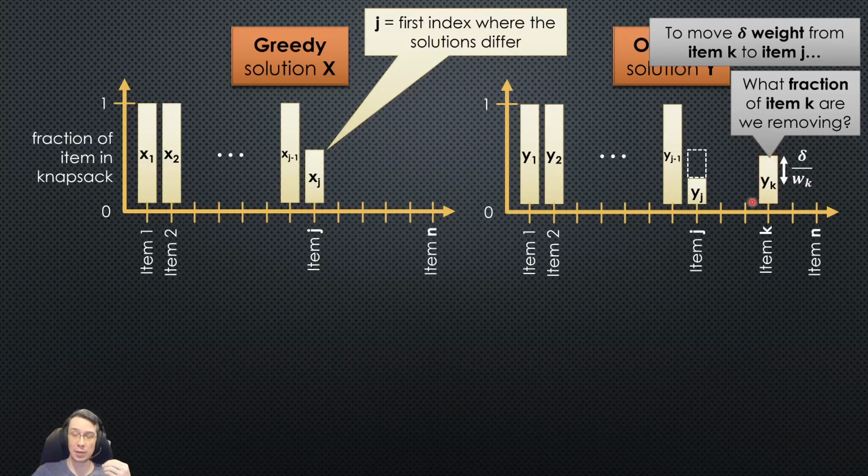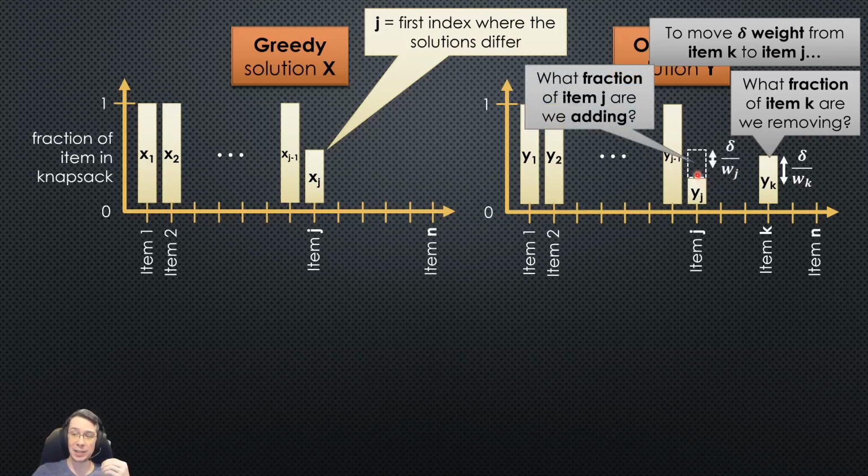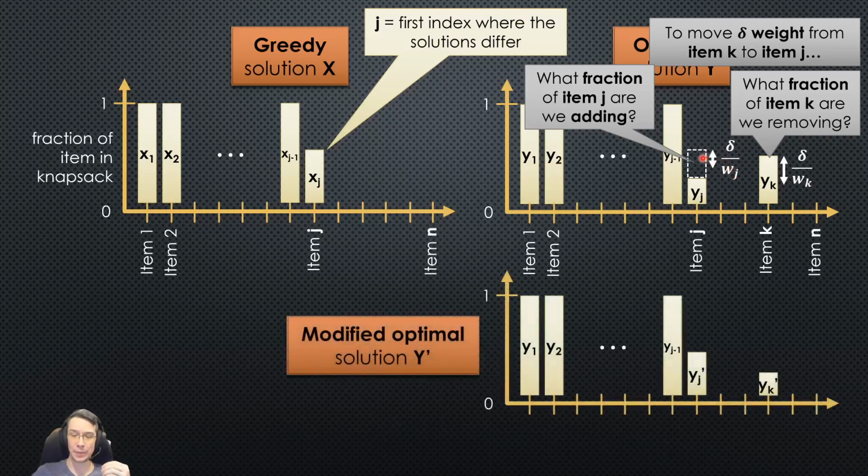This is some weight out of the total weight. So the amount we want to remove, if we want to remove delta weight, is delta out of the total weight. So delta over wk is the fraction we want to remove. And similarly, the fraction of item j that we want to add is delta out of the total weight of j. So delta weight divided by the total weight of j will yield the fraction of item j we want to add.